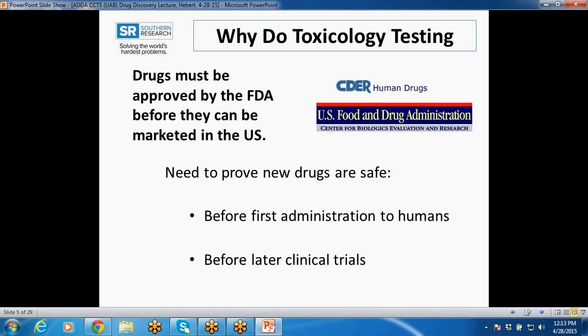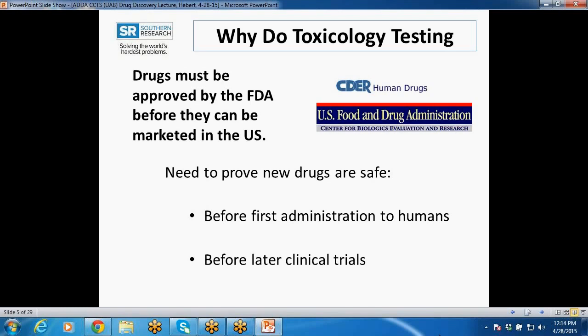The intent of the toxicology testing is, as I said, to prove that new drugs are safe, primarily before the first administration to humans. But as Mikey referred to earlier when she was doing her introduction, toxicology testing does continue beyond the first administration to humans. So part of what the FDA wants to do is ensure that drugs are safe before they allow the drugs to proceed into further clinical trials.